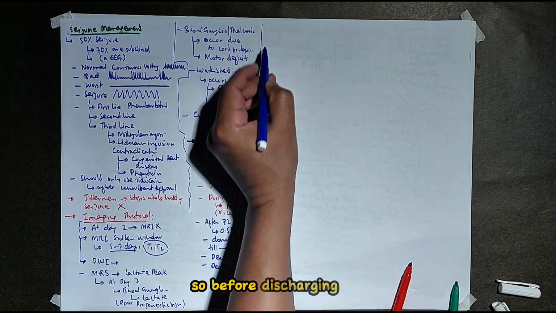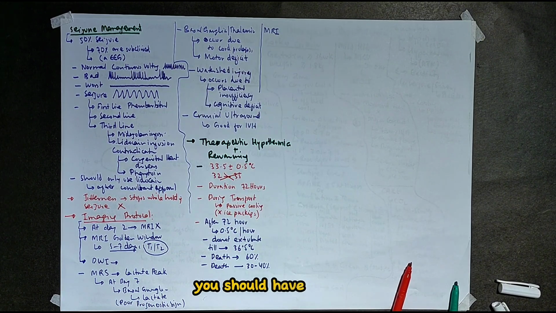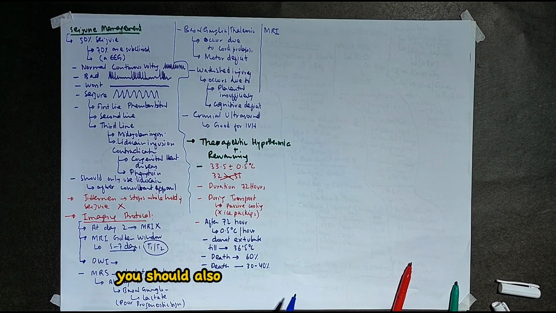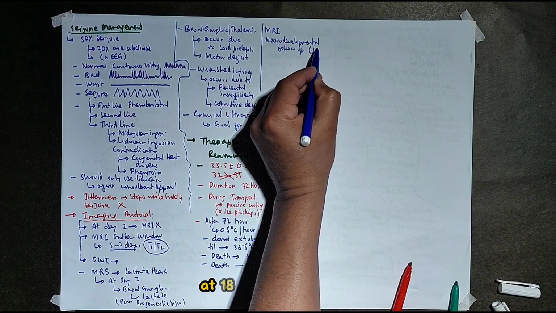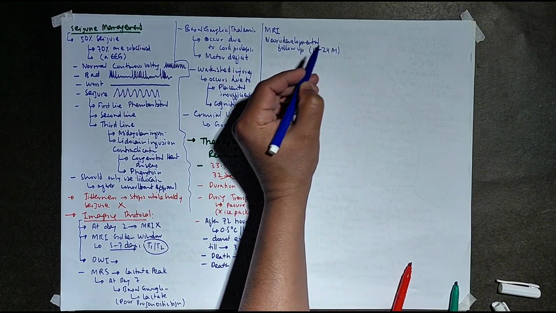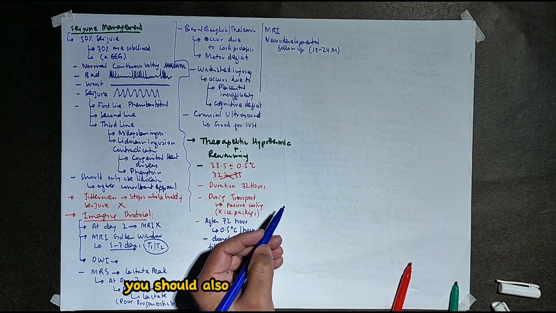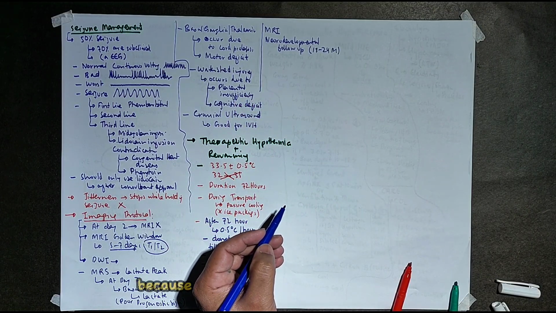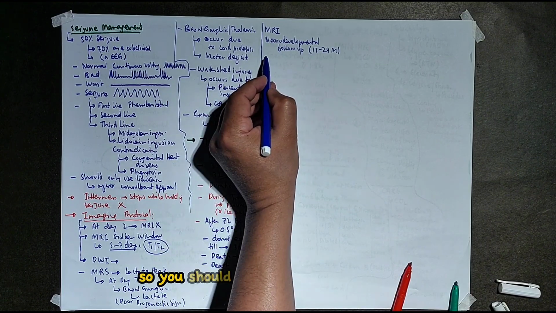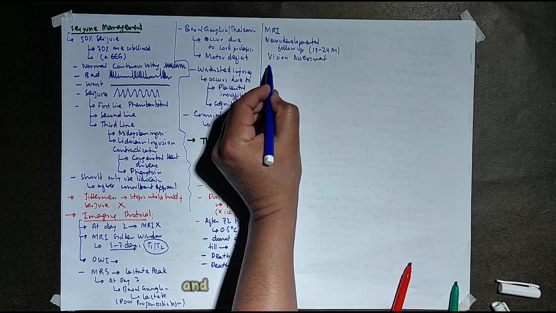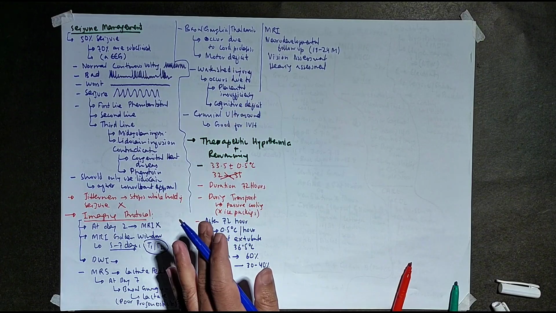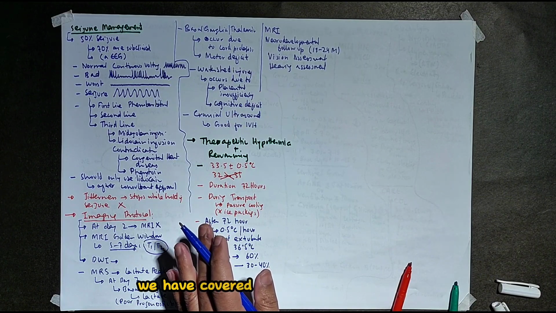So, before discharging, you should have an MRI. You should also follow this child at 18 to 24 months for neurodevelopmental follow up. You should also have a hearing assessment because HIE can damage the cochlea, and also a vision assessment. So you should follow these children for neurodevelopmental, vision assessment, and hearing assessment. We have covered almost all the things.